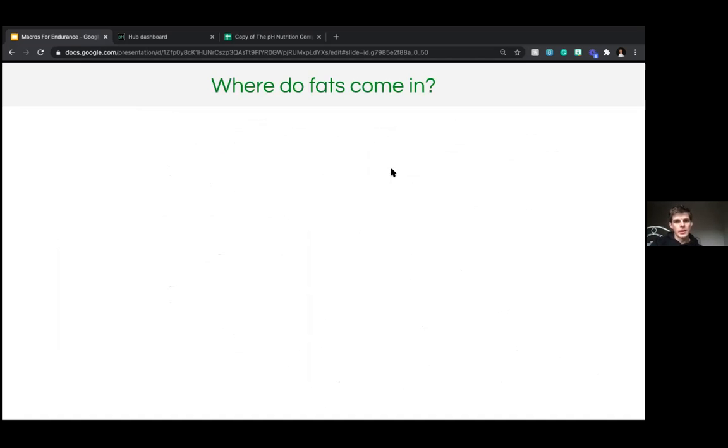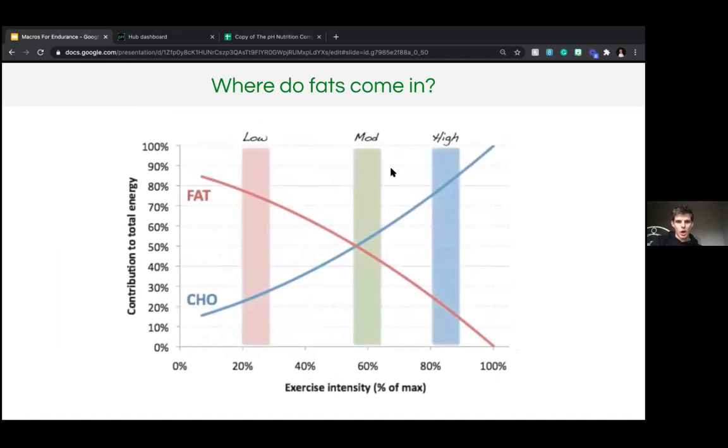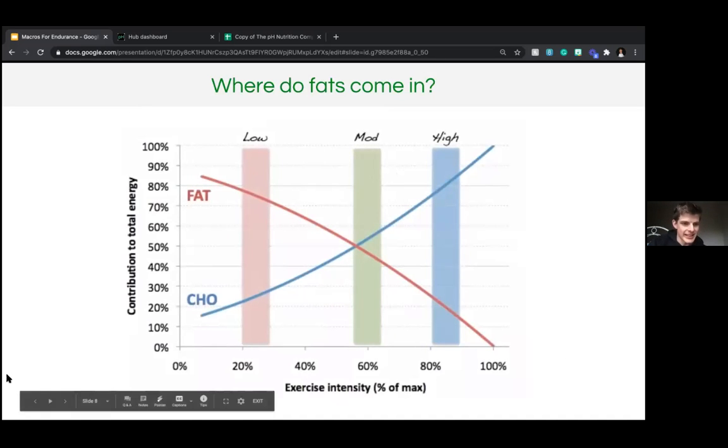Awesome. Fats, where do fats come in? So we've probably all seen this graph before. It's one that's on a couple of PH presentations that we've done before, and I think it's done on the level 1 as well, maybe not. But this is basically a graph showing the contribution of total energy, so substrate, compared with exercise intensity. And so what it's showing is that thing that I mentioned earlier, whereby you've got fats being used at low intensities and carbs at high intensities.